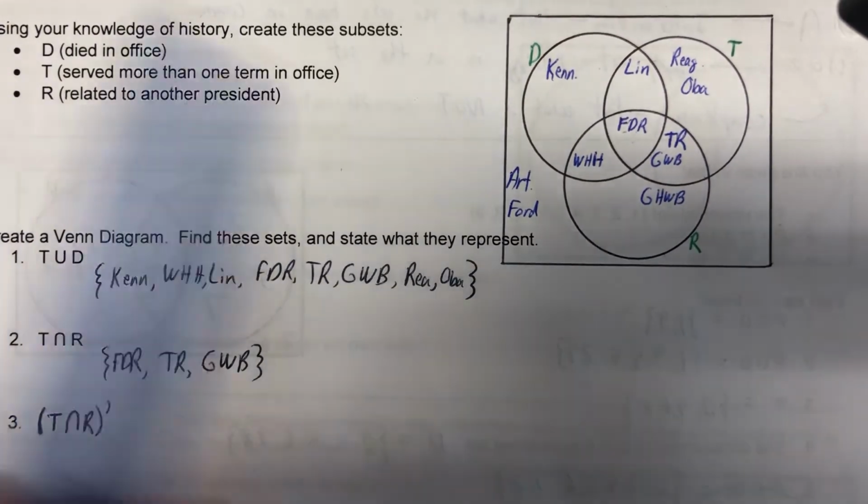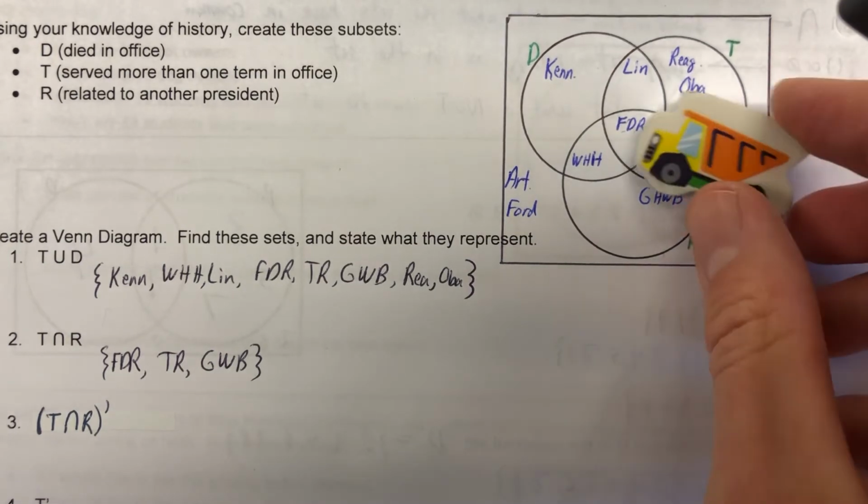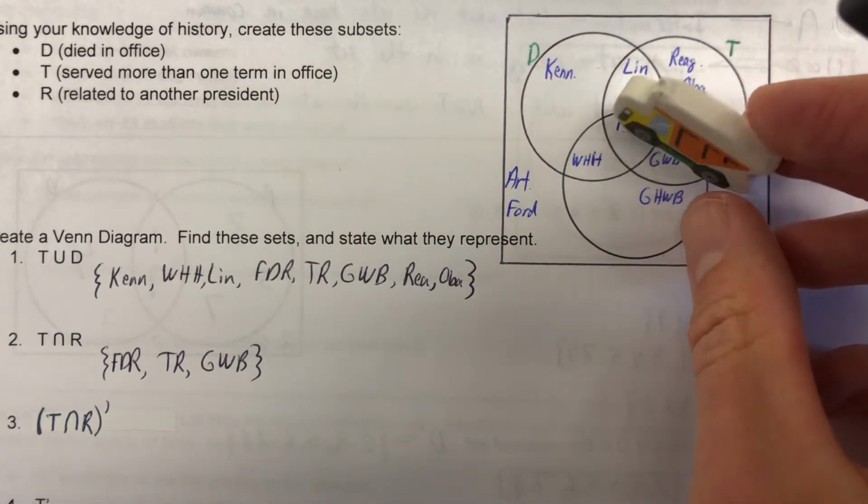So let's take the little eraser dump truck here. And I'm going to cover up FDR, Teddy Roosevelt, and George W. Bush. I'm going to try to cover them up strategically. There they are.